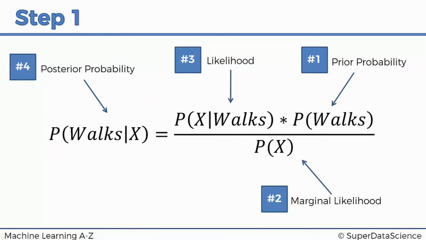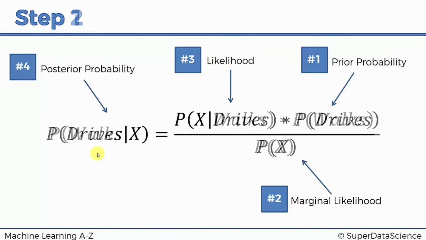So what does that mean? Well, let's have a look at the formulas. You can see that the formula in step 1 was the probability of a person who exhibits features X that he or she walks to work. And that was the formula, and you can see P of X is at the bottom. And for step 2, it was the probability of a person who exhibits features X being a person who drives to work. And as you can see, P of X is at the bottom here.